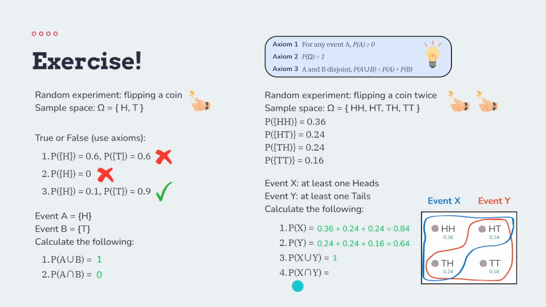Because if you add all of these together, you should get a 1. Now for probability of X intersect Y, so the intersection of these events, well, that includes tails heads and heads tails. Adding them together, we get 0.48. One thing to note here, if you remember from the previous slide, we had the inclusion-exclusion principle. Here, since X and Y overlap, we need to subtract the intersection. Try to plug in the numbers and verify it yourself.